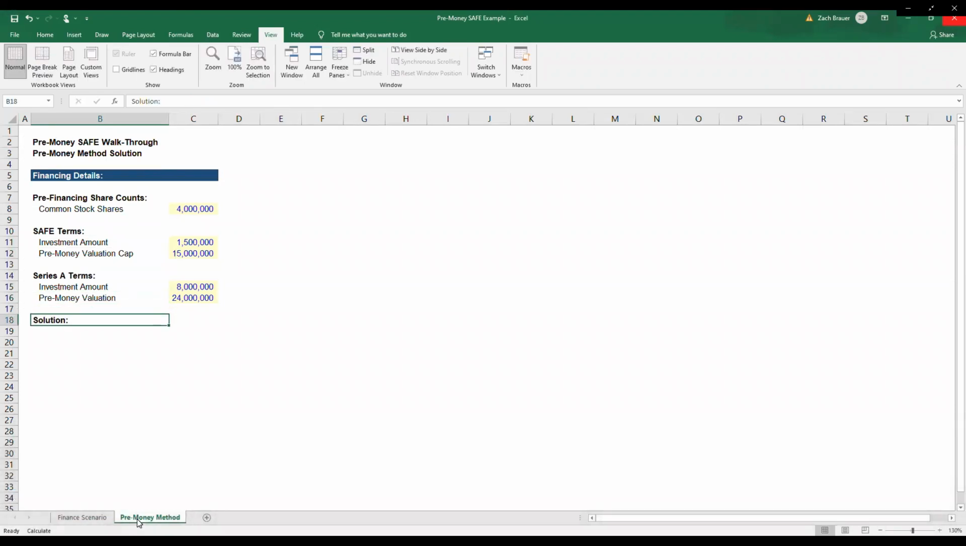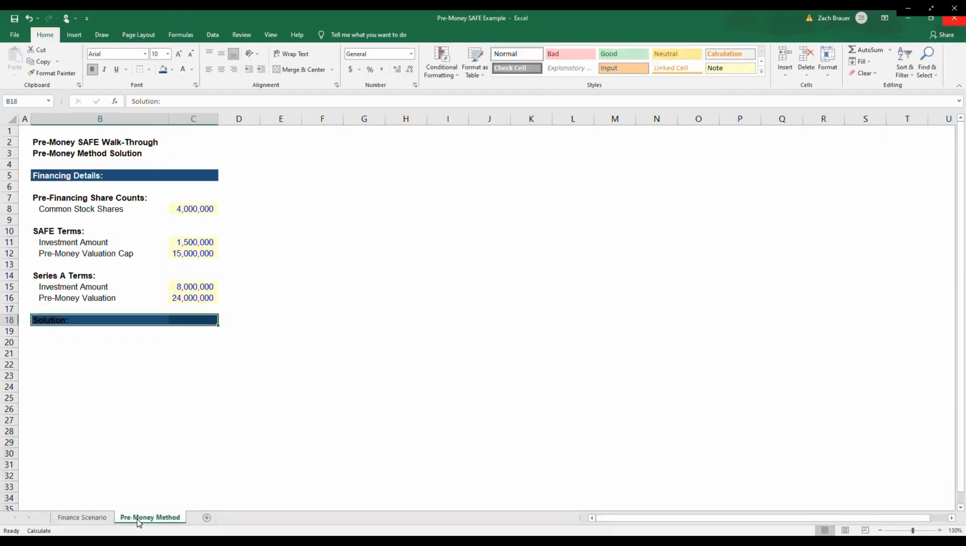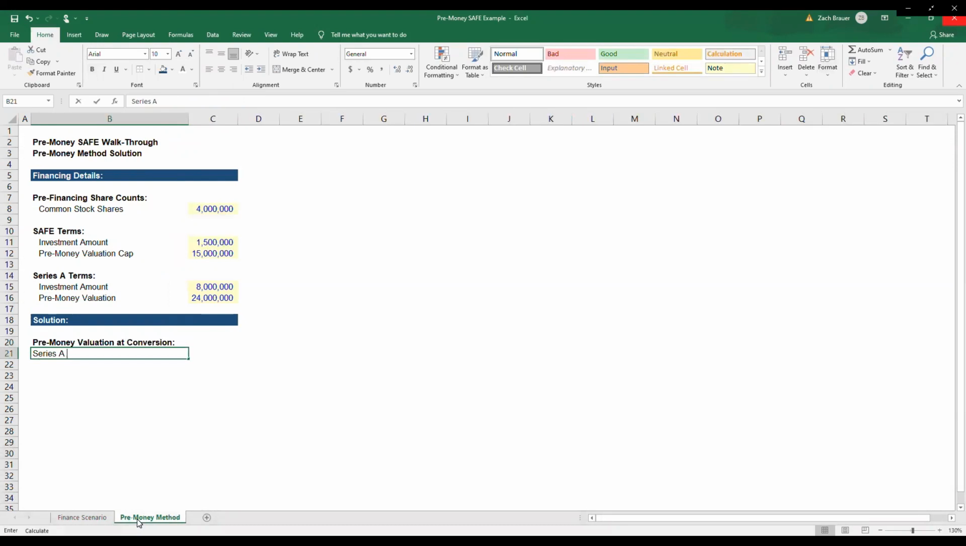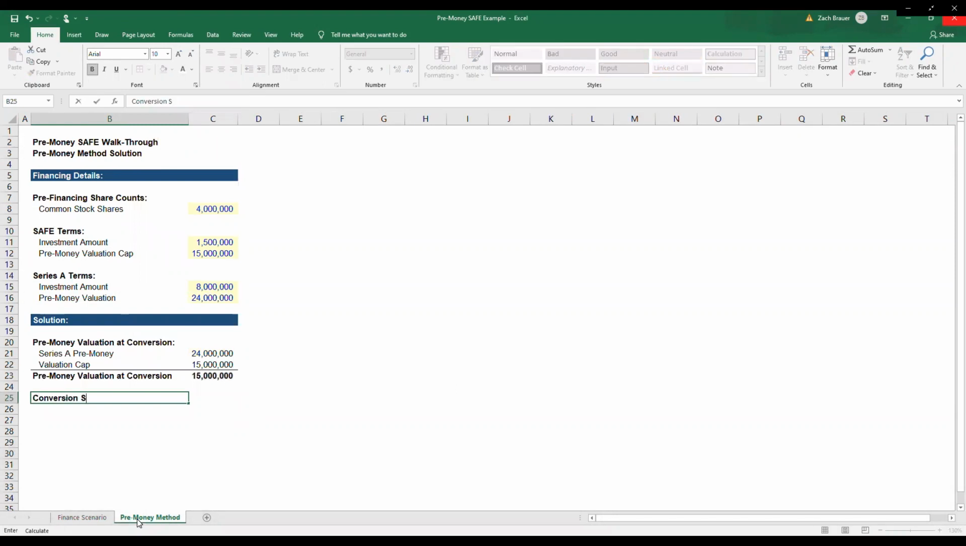Starting with the safe converting, the first thing I want to do is establish a share price for the safe at conversion. And to do that, I need to know the pre-money valuation at the time of conversion. This is a pretty easy calculation. I am just taking the pre-money of the Series A and the valuation cap on my safe and taking the lesser of those two numbers. So the pre-money for the A is 24, my cap is 15, which would mean the pre-money for my safes at conversion is 15 million. Now I will take that 15 million divided by the pre-financing share count, in this case, 4 million shares, to get to the share price at conversion for the safe.